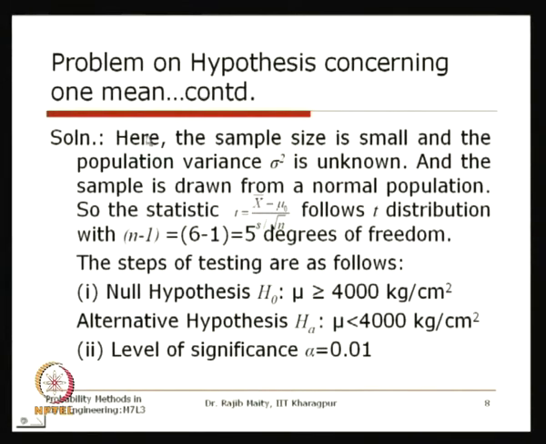So here the sample size is small and the population variance is unknown, and the sample is drawn from a normal population. So the test statistic, as we have discussed so far, is t equals x bar minus mu naught divided by s by square root of n, which follows a t distribution with n minus 1 degrees of freedom. n is equal to 6 here, so 5 degrees of freedom. Our null hypothesis is that mu is greater than or equal to 4000 kg per centimeter square, which is our specification. We have to test whether it is below our specification, so in the alternative hypothesis we put that mu is less than 4000 kg per centimeter square, and alpha is equal to 0.01.